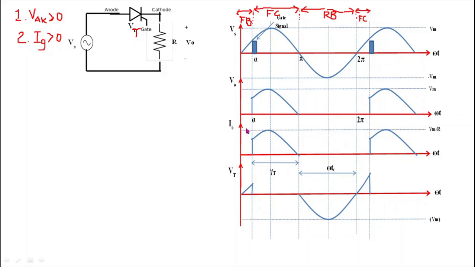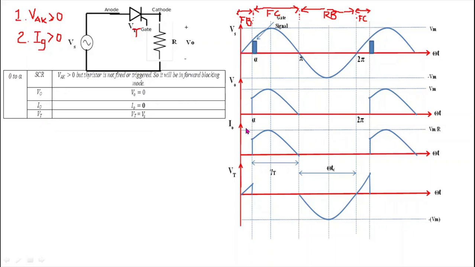First we will start the circuit operation from 0 to alpha. From 0 to alpha, the anode to cathode voltage is greater than 0. Why is it greater than 0? Because from 0 to alpha, the positive half cycle of the sinusoidal waveform is applied to this thyristor. When this positive half cycle is applied, this positive potential reaches the anode of the thyristor. That's why VAK is greater than 0. But the gate current is not applied yet. That's why the thyristor will act as an open switch.